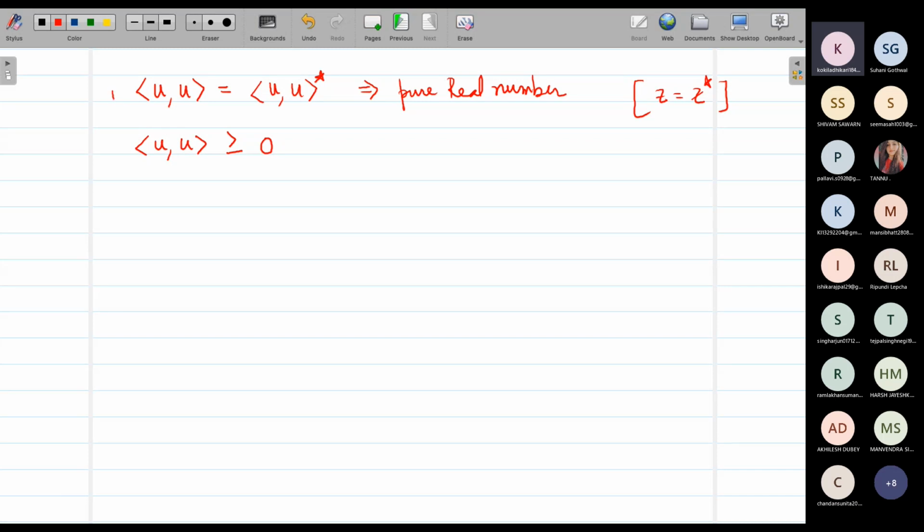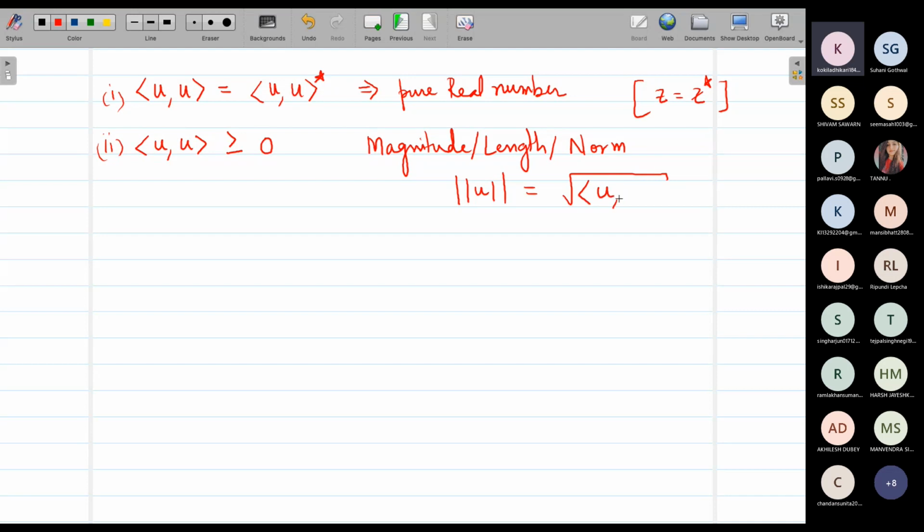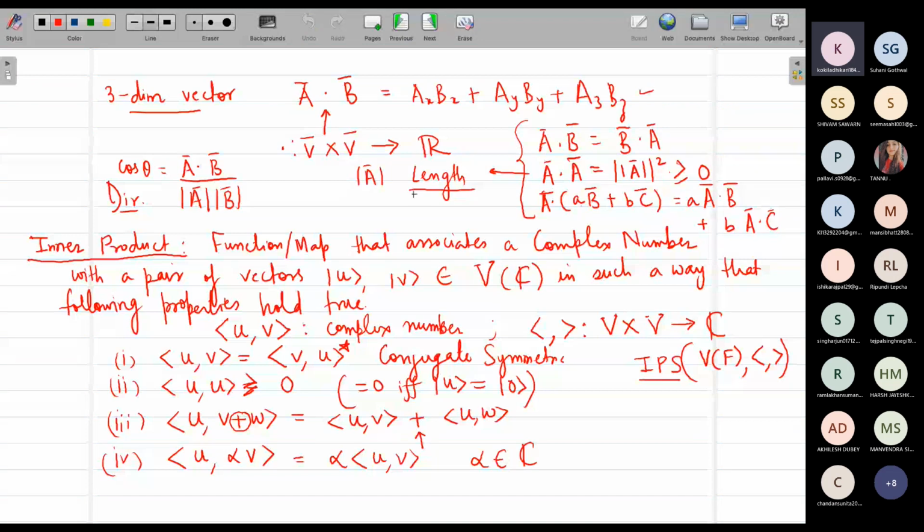So the first and second properties together allow me to write what we know as the magnitude, length or norm of an abstract vector, just like the way we defined a to be the length.